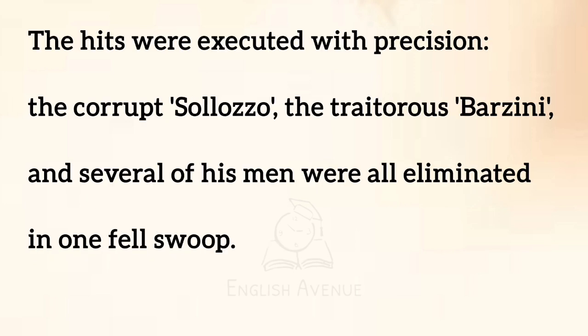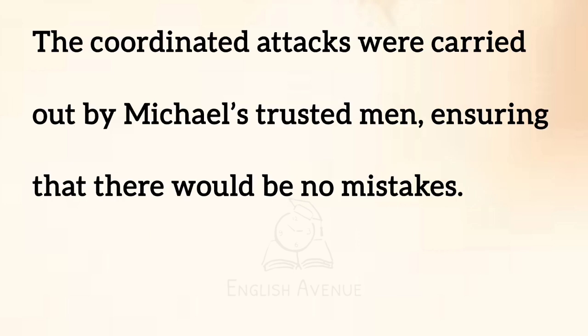The hits were executed with precision. The corrupt Sollozzo, the traitorous Barzini, and several of his men were all eliminated in one fell swoop. The coordinated attacks were carried out by Michael's trusted men, ensuring that there would be no mistakes.